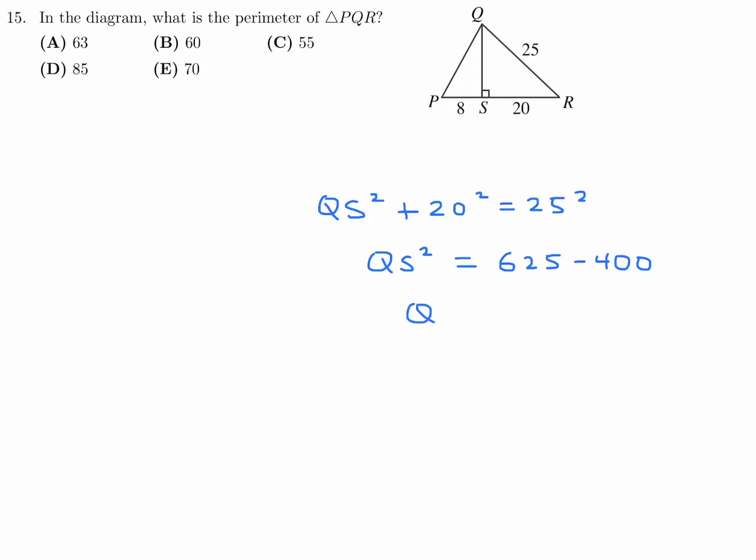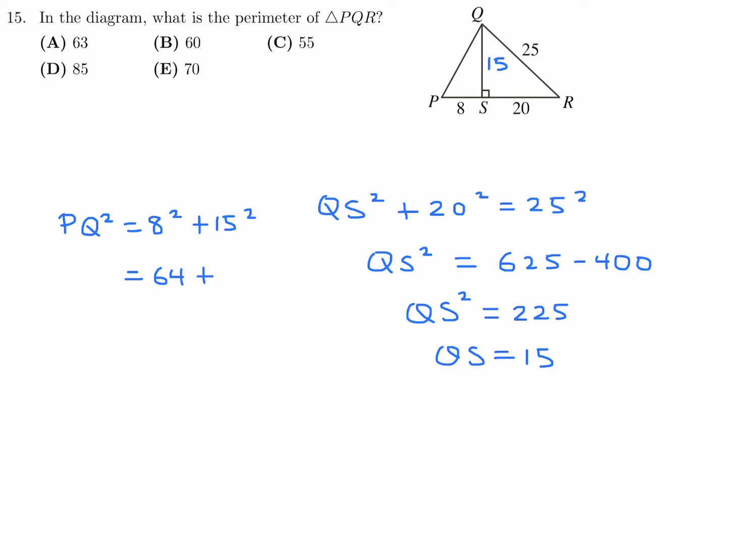And therefore QS squared is 225. And if you take the square root, you get QS is equal to 15. So put that in there, 15 like that. And now, again, we can use Pythagoras to figure out PQ. PQ squared is equal to 8 squared plus 15 squared. So this is 64 plus 225, and that is equal to PQ squared.